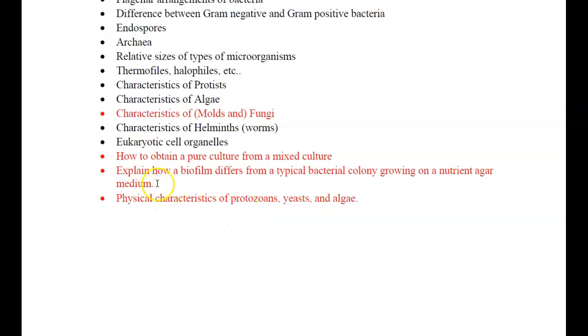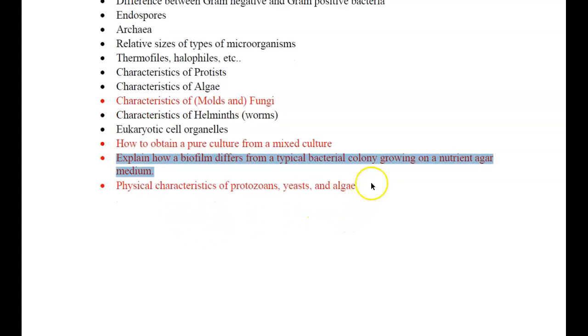This couldn't be any more straightforward than the way it's asked. Explain how a biofilm differs from a typical colony. I wouldn't be surprised if that's literally directly the same verbiage. And then finally, again, the characteristics of how these things might be the same and might be different. So that should give you a little more of a clue.